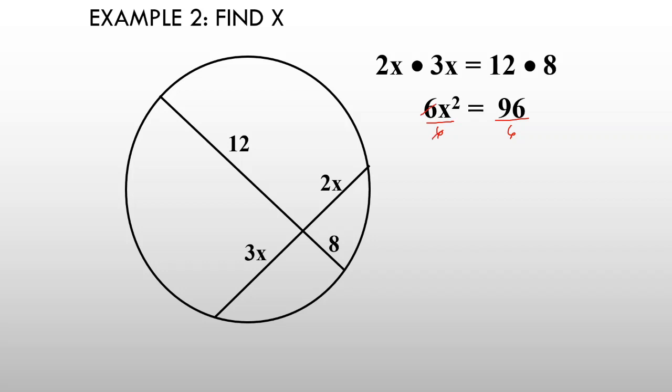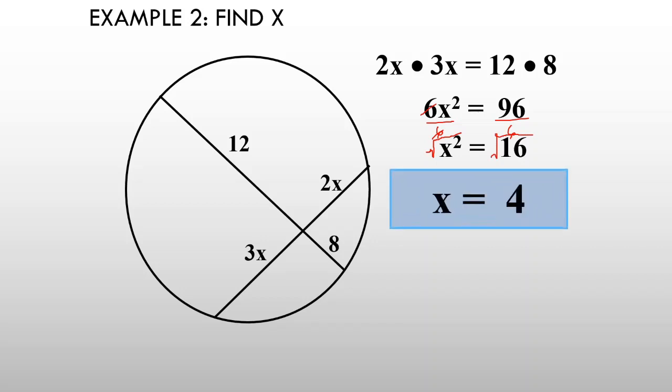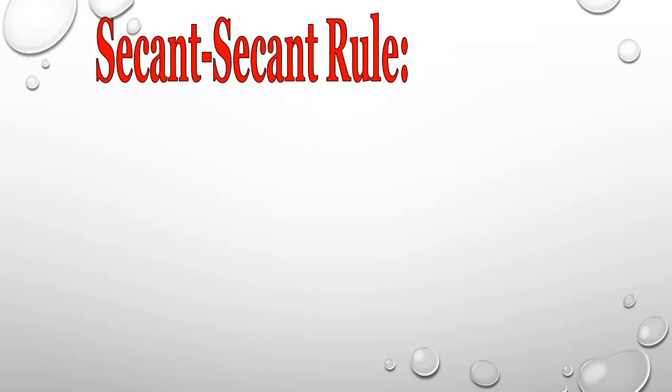That cancels, so x squared is equal to 16. Then take the square root of both sides. So x is equal to 4. Therefore, the length of this one, 2 times 4, is 8. And this one is 3 times 4 equals 12. Let's proceed now to the secant rule.